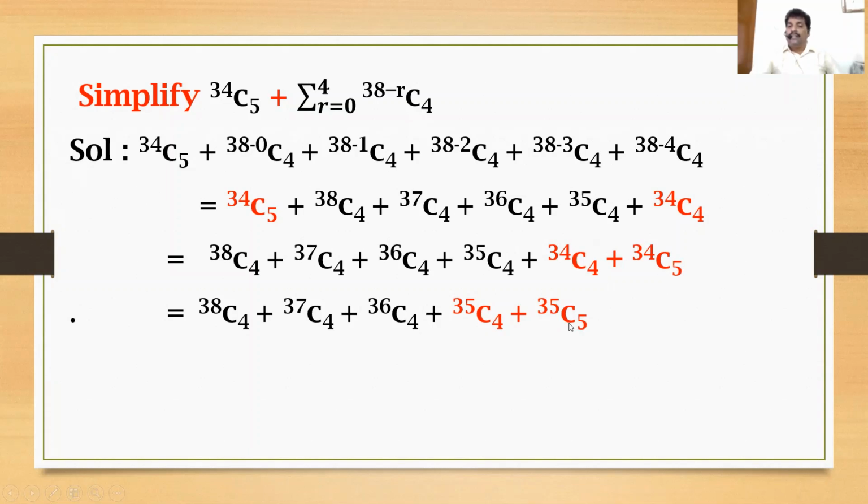Now next to 35C5, the term before is 35C4. For these two terms, again we can apply the same formula. Here the n value 35 is the same, the r value is 5 here, and r − 1 is 4. These two are again consecutive, with the n value the same. We can apply the formula nCr + nC(r−1) = (n+1)Cr. That is, 36C5 we will get from these two terms if you add. Instead of these two terms, I wrote 36C5.